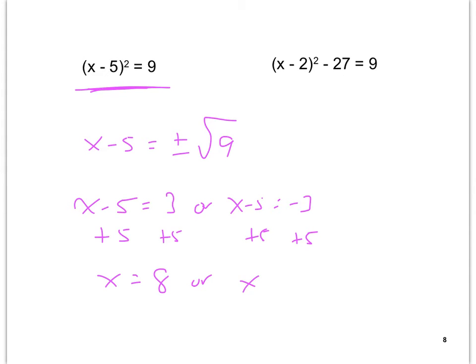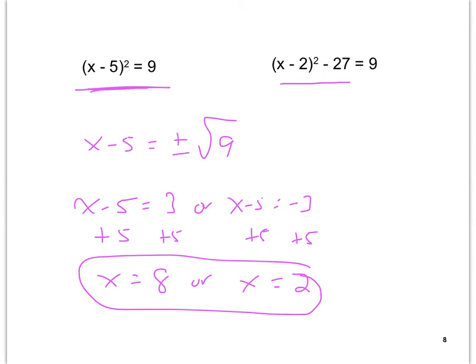X equals negative 3 plus 5, which of course is positive 2. There is my answer. You guys try this next one. Don't forget to solve for the x squared term first. So we're going to add the 27 to both sides. Go ahead and solve that for x.